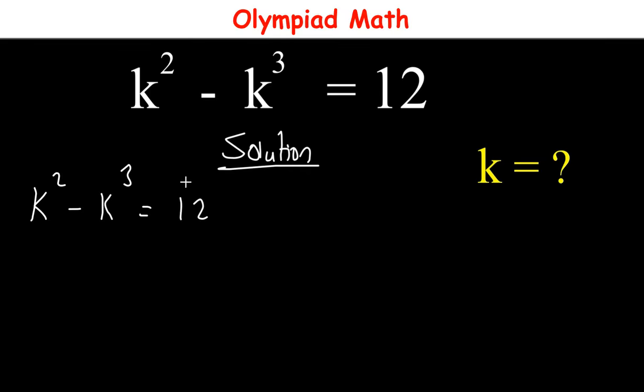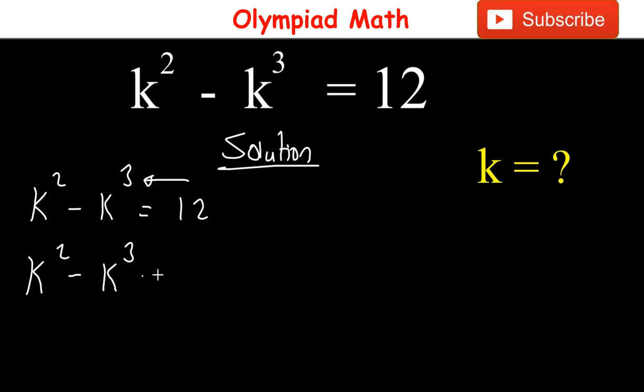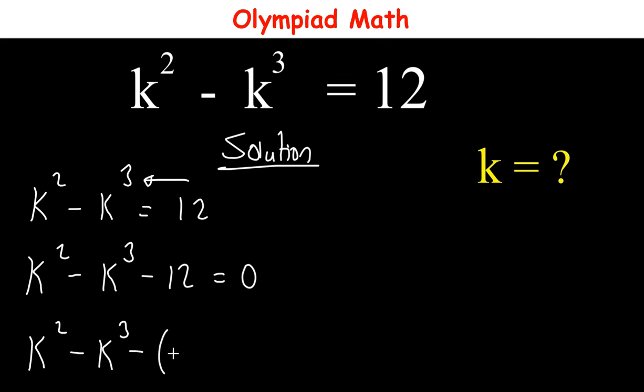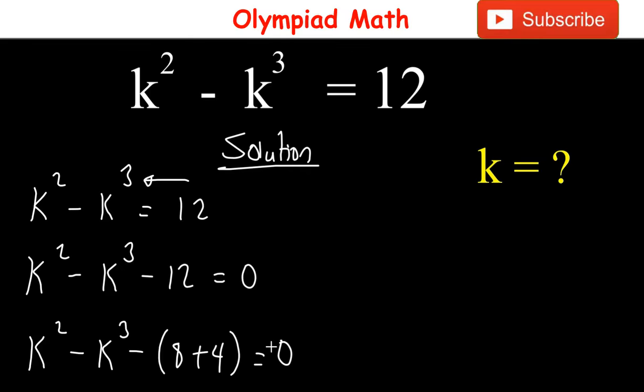Next, move 12 over to the left hand side. This then becomes k raised to power 2 minus k raised to power 3 minus 12, and this equals 0. So we can write this as k raised to power 2 minus k raised to power 3 minus 12 can be written as 8 plus 4, and this equals 0.